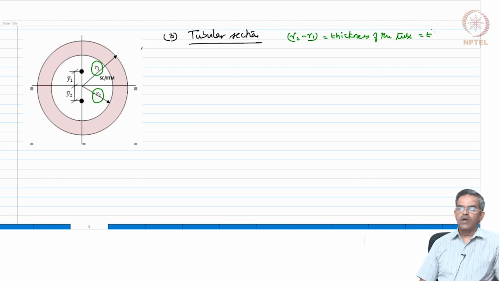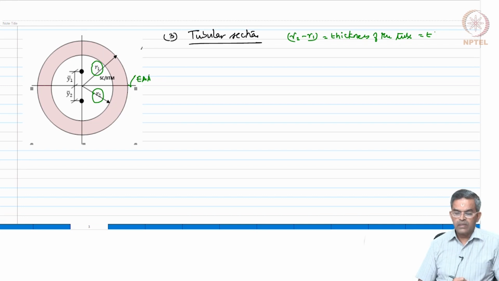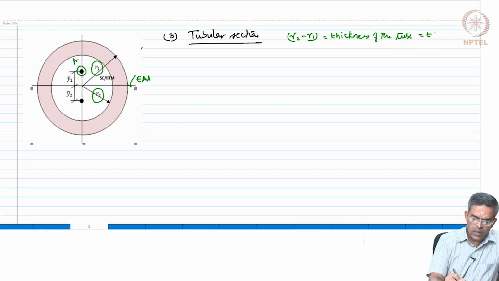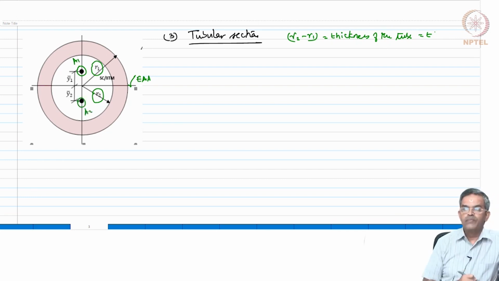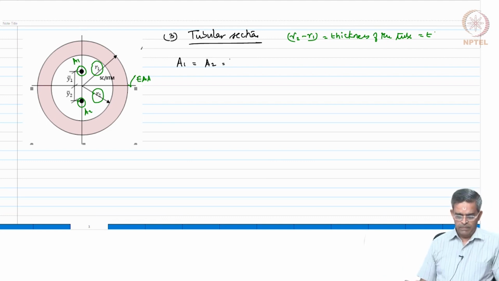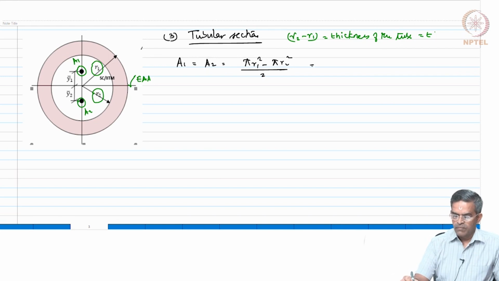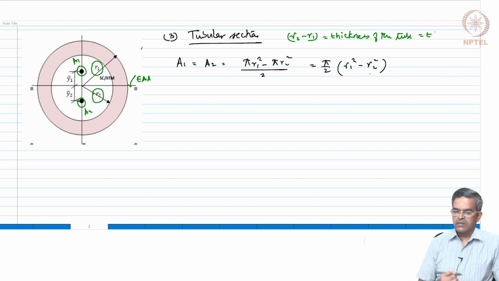Let the upper centroid be at y bar 1 from the equal area axis and the bottom centroid be at y bar 2, and we call this A1 and this A2. From the figure you can easily calculate that A1 will be equal to A2, which will be pi by 2 of r1 square minus r2 square.